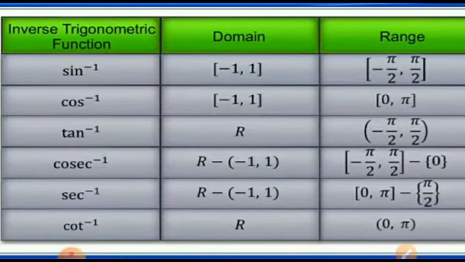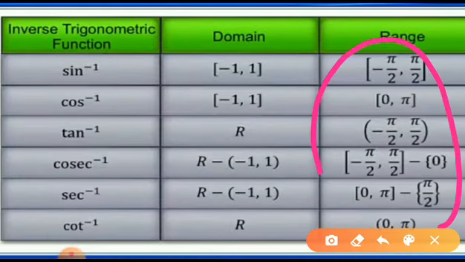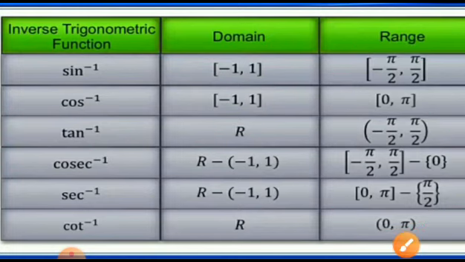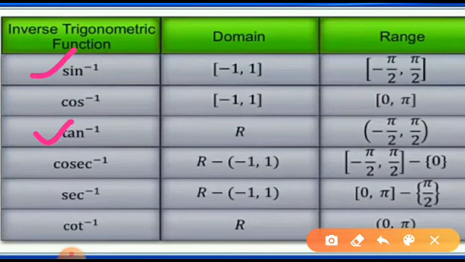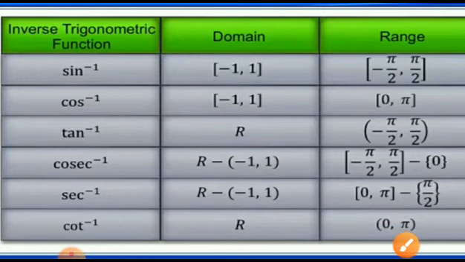inverse trigonometric function. This table is very important because if you don't remember this table, you won't be able to solve the problems. So how to remember it is just to use combinations. Sine inverse, tan inverse and cosec inverse are in one group, while cos inverse, sec inverse and cot inverse are in the second group. So for sine inverse, we can remember the range: minus pi by 2 to pi by 2.